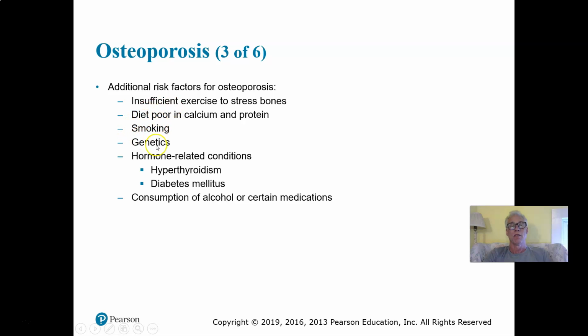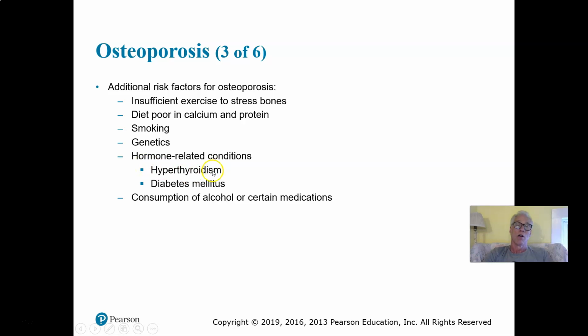Cigarette smoking is correlated with osteoporosis. Unfortunately, if you have ancestors, mother, grandmother, or whatever that have osteoporosis, the chances are good that you may develop osteoporosis. You'll be wanting to be especially vigilant about your exercise regimen and so forth.